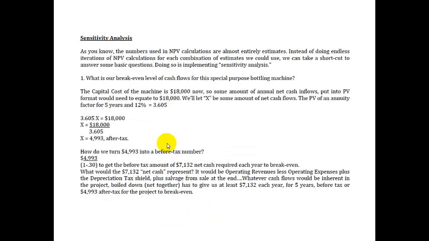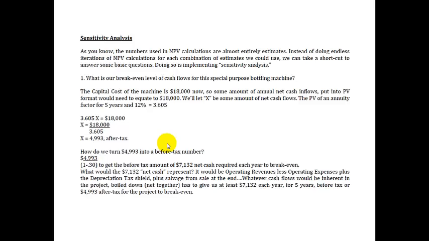Now we're going to do what's called sensitivity analysis, and the reason for our sensitivity analysis goes like this. You and I know that basically every number in our net present value calculation is an estimate. Probably the upfront purchase price is about the only thing that is known with certainty.